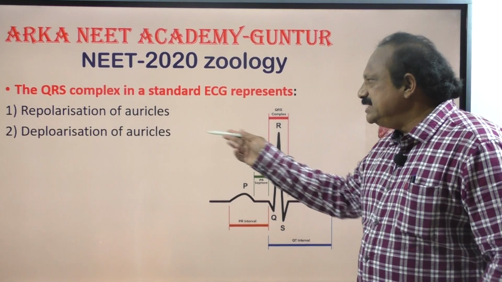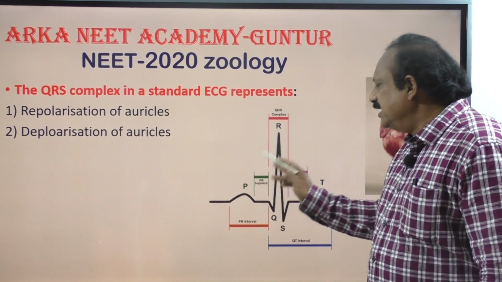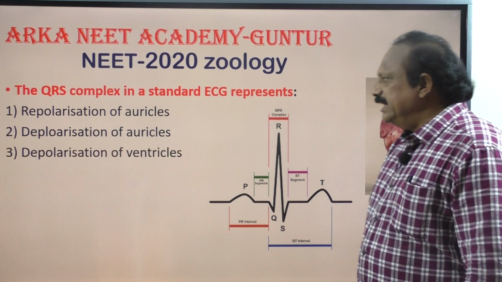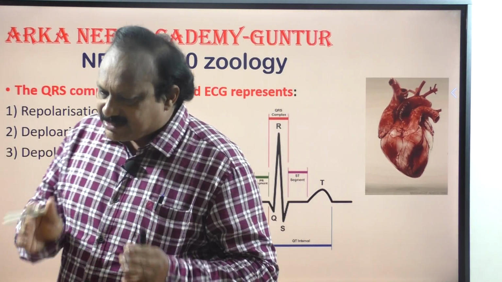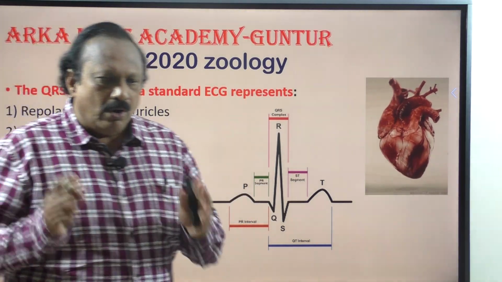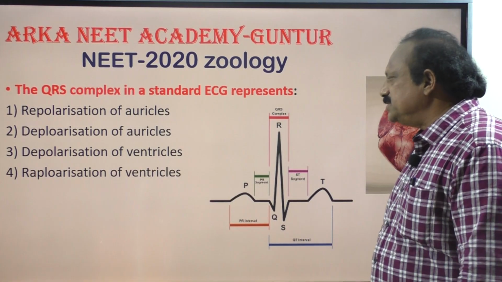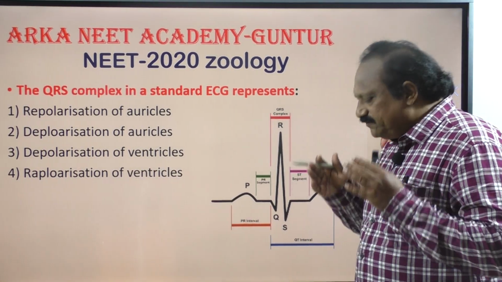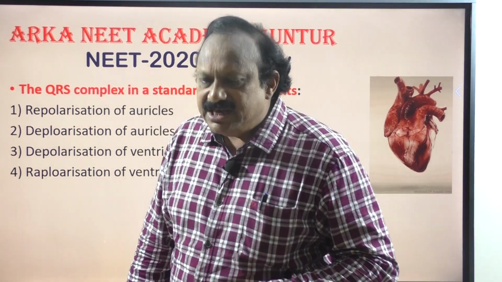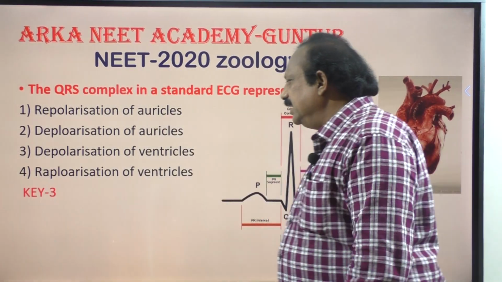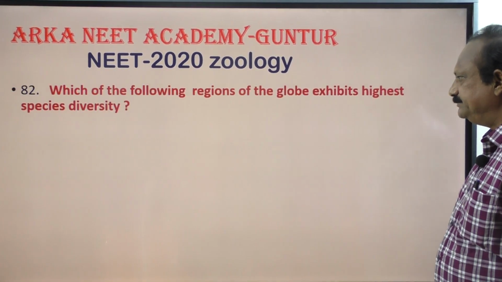Next, depolarization of auricles means contraction of auricles, which is represented by the P wave. Next one is depolarization of ventricles. The contraction of the ventricle is represented as the QRS complex. Therefore, the third option is the correct one. Repolarization of the ventricle means relaxation of the ventricle, which is represented by the T wave. So the correct answer is the third option.